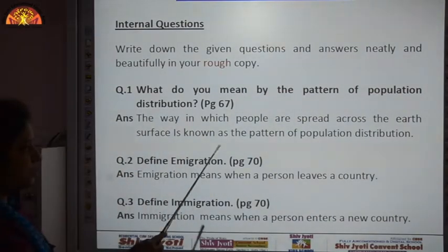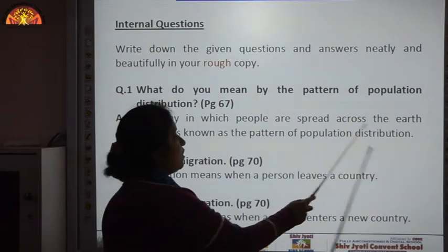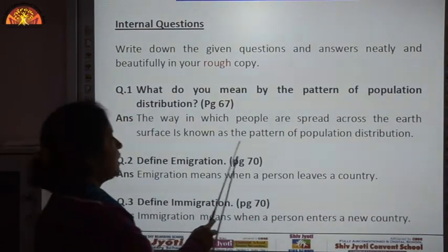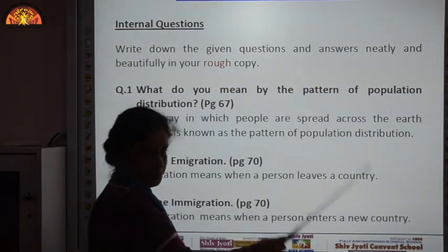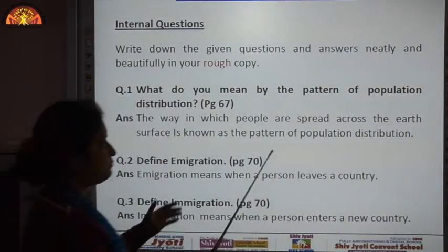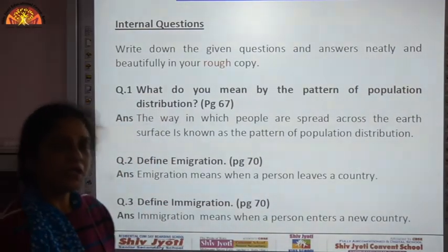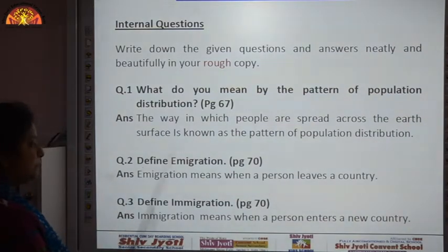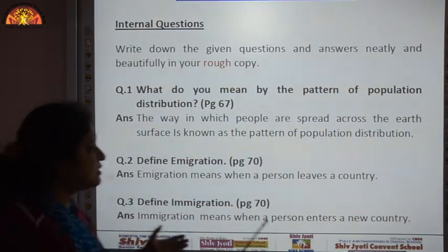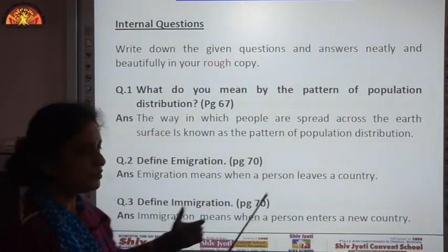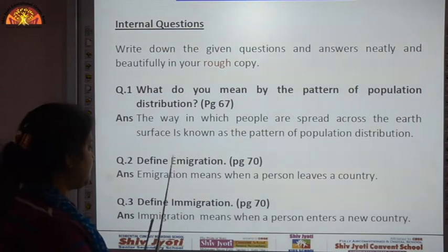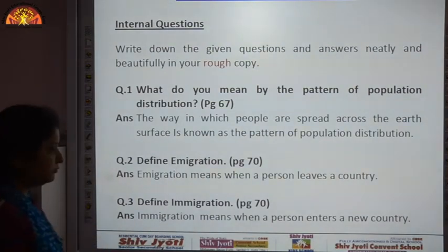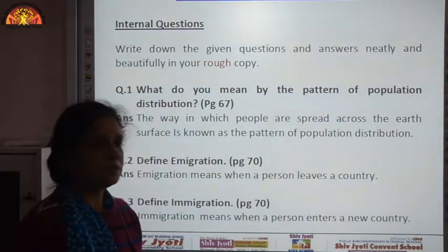The way in which people are spread across the Earth's surface is known as the pattern of population distribution. As I have just told you, the population distribution is not even, they are unevenly distributed. Number 2, define emigration. Emigration means when a person leaves a country, that is called emigration or exit. Number 3, define immigration. Page number 70. Immigration means when a person enters a new country.